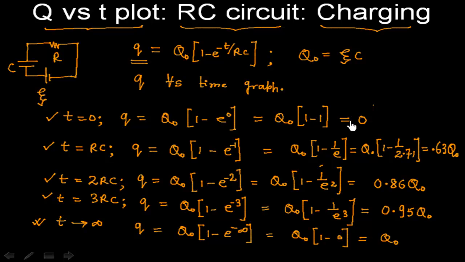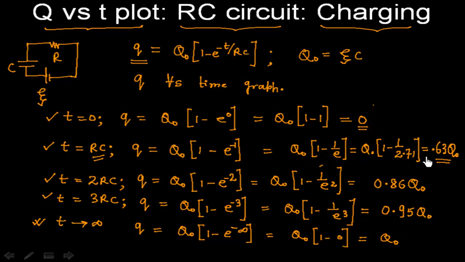Let us discuss the meaning. When time is equal to 0, there is no charge. So at t equal to 0, the capacitor has just started to be charged. The second important point: after RC time, after 1 time constant, we have 63% of Q naught, that is 0.63 times Q naught, which means 63% of the final charge Q naught.